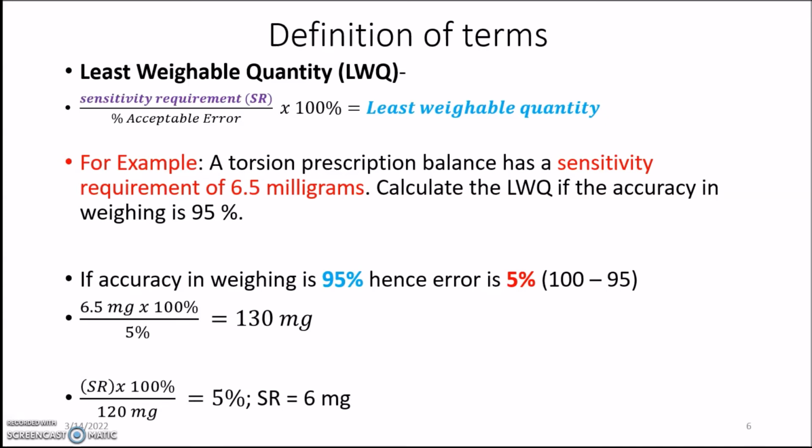So the sensitivity requirement would be 6 milligrams if our least weighable quantity is 120. When you compare that to a sensitivity requirement of 6.5 milligrams, which results in the least weighable quantity being 130 milligrams. It's just a matter of putting the different terms in the formula.